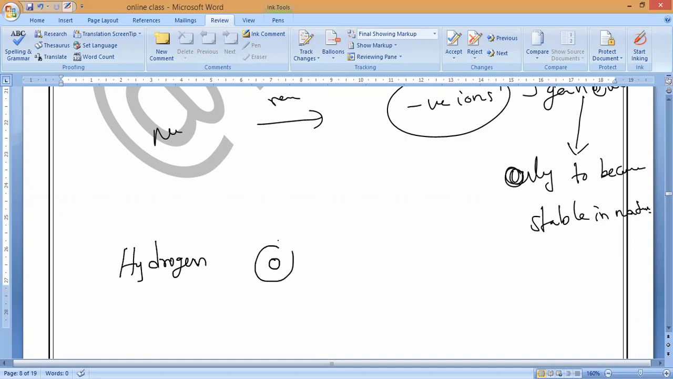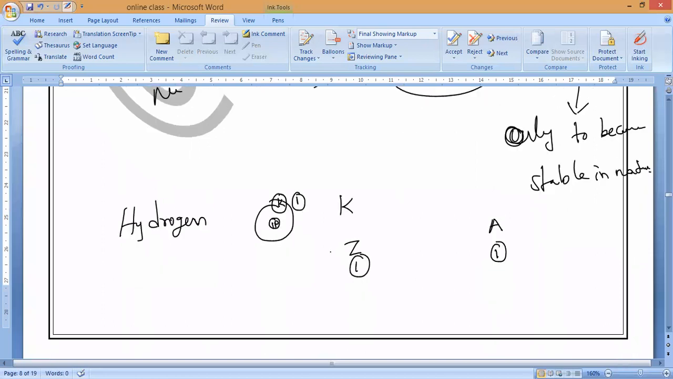So hydrogen has a single shell: one proton and one K shell. The K shell has how many electrons? Only one electron. Atomic number Z is equal to 1. Atomic mass is also equal to 1. So what is the number of shells here? Only the K shell. Understand, everyone? That is what you have to remember.